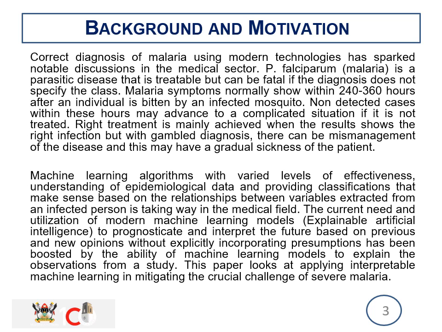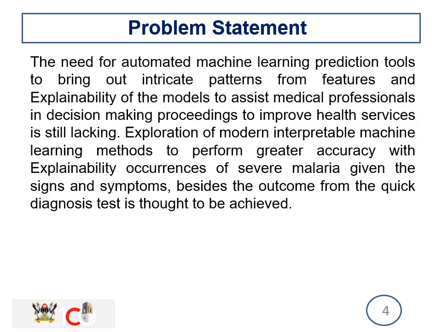The medical field is now trying to embrace this. The current need and utilization of modern machine learning models, call them explainable artificial intelligence, to approximate and interpret the future based on previous and new observations without incorporating presumptions, has boosted the ability of the medical field to adopt this. So this paper focuses on applying this interpretable machine learning to mitigate the crucial challenge of severe malaria.